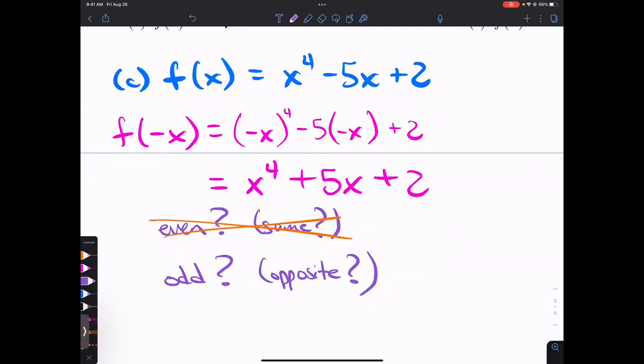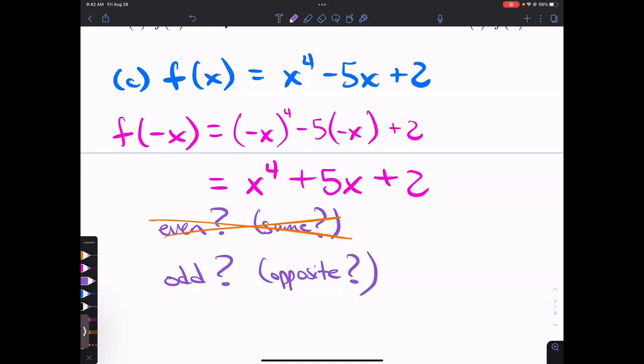Odd would mean opposite. Totally, completely opposite in sign, like multiplying by a negative. Are this and this opposite in sign? No. Some of the terms have the same sign, some of them have different ones, right? Okay, so it's not opposite. Opposite would mean that anywhere there was a positive, there's a negative now, and vice versa. Or it would mean I took this and multiplied the whole thing by a negative sign, all the way through. Well, that would be minus x to the 4th plus 5x minus 2. That's not what we have. We have a different thing that's sort of mixed between the two.